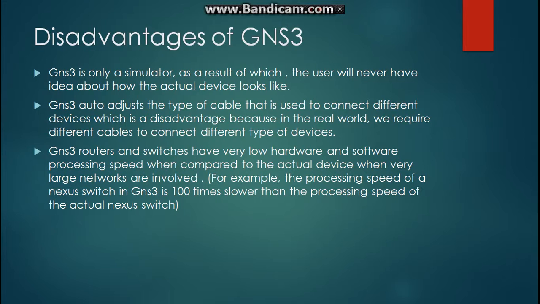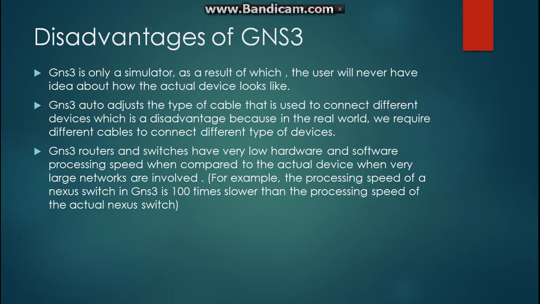The second disadvantage is that GNS3 auto adjusts the type of cable that is being used to connect different devices. For example, if you want to connect two same devices such as two routers or two switches, we always prefer crossover cables. And if we want to connect two separate devices, in that case we prefer straight through cables. But over here there's no such thing as crossover or straight through. All we have to do is just connect using the link between two devices, and it will auto adjust itself. If the devices are of the same type, the cable will be a crossover one, otherwise it's going to be a straight cable.